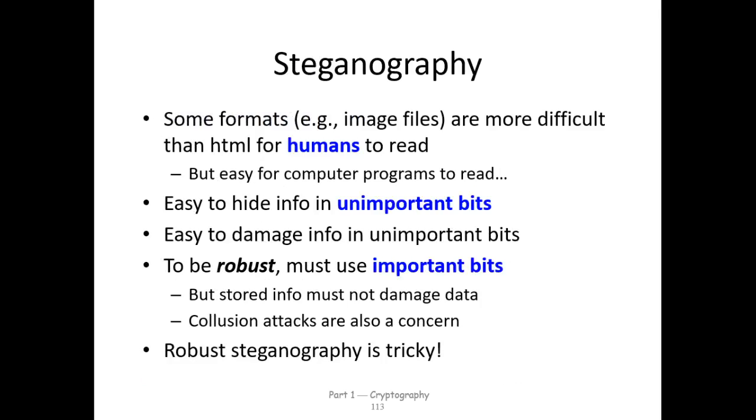Finally, some points about steganography. Some formats are more difficult than HTML for humans to read, but easy for computer programs to read. It is easy to hide information in unimportant bits. It is easy to damage information in unimportant bits. To be robust, we must use important bits, but the stored information must not damage the data. Collision attacks are also a concern. Robust steganography is tricky. So this is something about steganography.